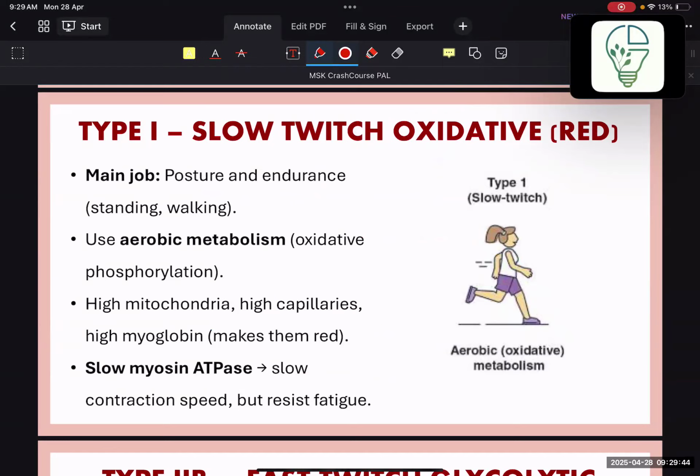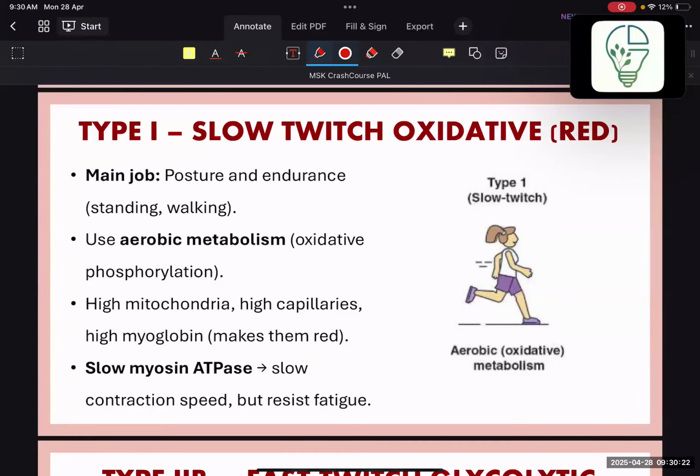And that means you need to be able to sustain these for long, long periods of time throughout the day. And that means the most important form of energy for these muscles is aerobic metabolism. And that means you're going to use oxygen to undergo oxidative phosphorylation to make ATP. Now, that's why these muscles are going to need high mitochondria, high capillaries, and high myoglobin. Because who's going to carry the oxygen? The myoglobin. Where are they going to get it from? The capillaries. Where is it going to be used in? The mitochondria. So these muscles usually have high mitochondria, high capillaries, and high myoglobin, and the myoglobin makes them red. So that's why they're called red muscles too.